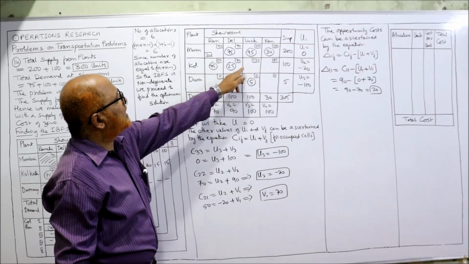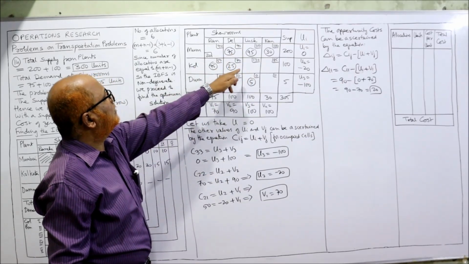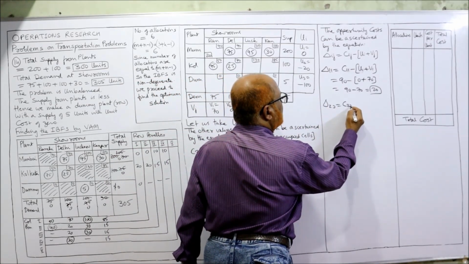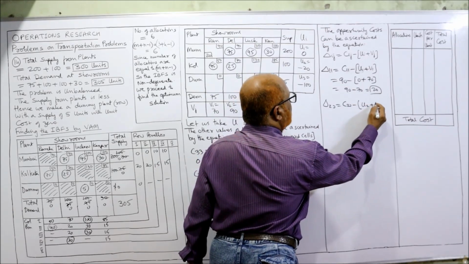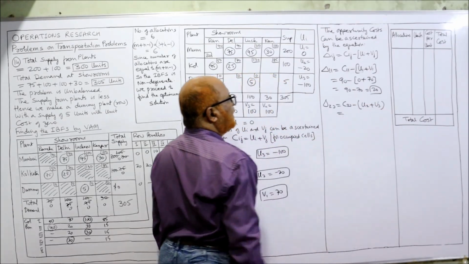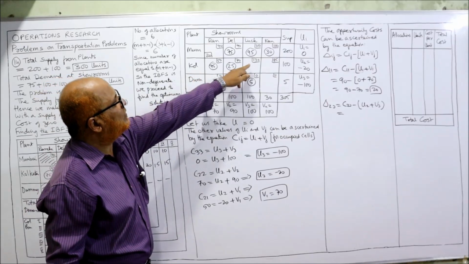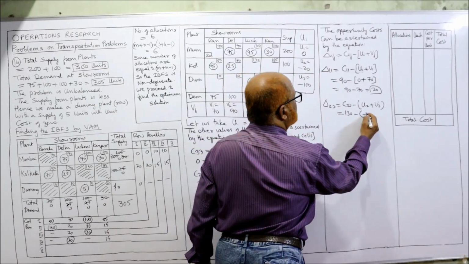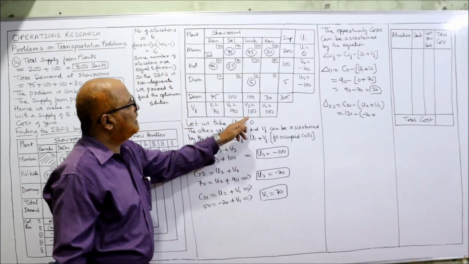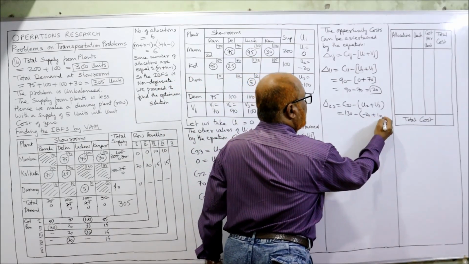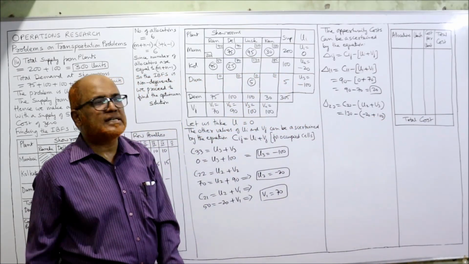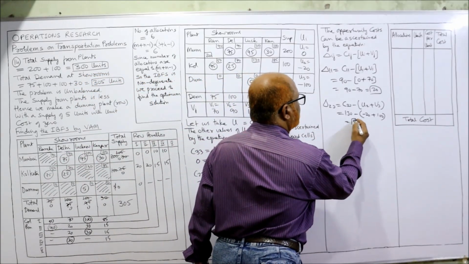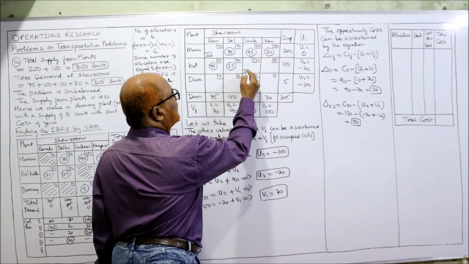Now this is the unoccupied cell. What is the location? Second row, third column, 2, 3. So delta 2, 3 is equal to C23 minus U2 plus V3. How much is C23 here? 130. So 130 minus U2. U2 is minus 20 plus V3. V3 is 100. So 100 minus 20 is 80. So 130 minus 80 is 50. So we got opportunity cost 50 here.